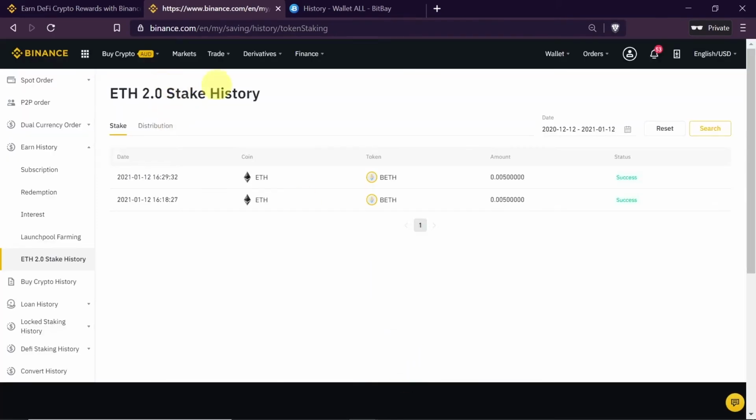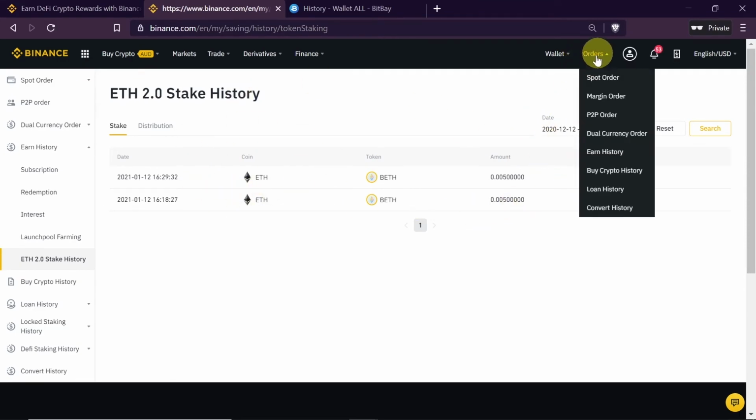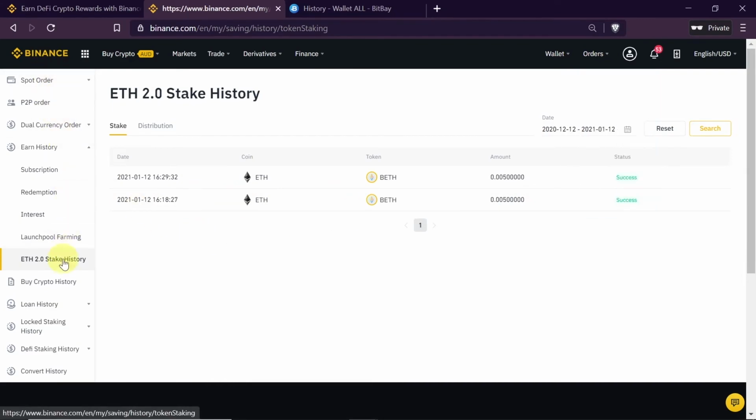This will take you to the Ethereum 2.0 stake history. And over here we can see how much Ethereum we staked during the last month. Of course you can change the dates over here. And if you want to get to this page, you can also click up here on orders, earn history, and then from the menu on the left side, ETH 2.0. So here you can check how much you are staking at the moment.